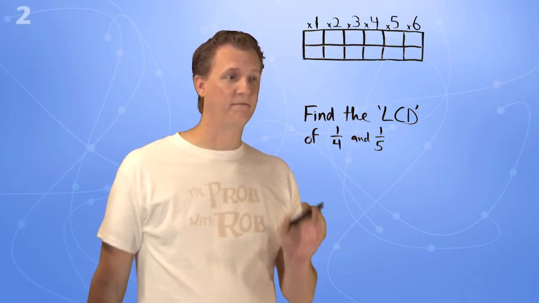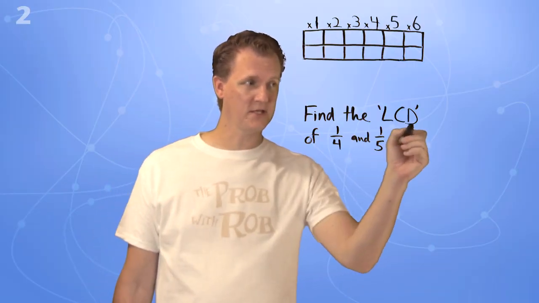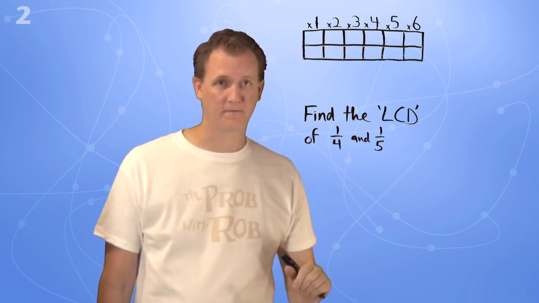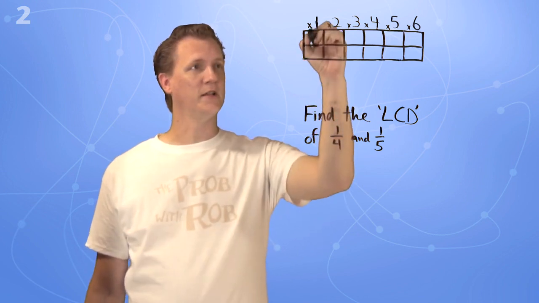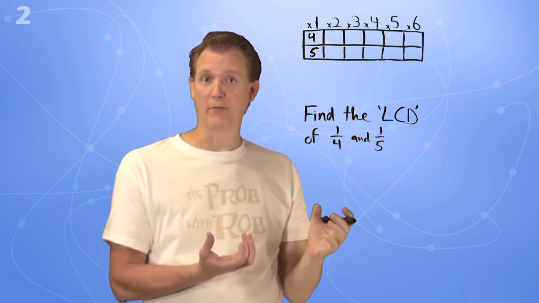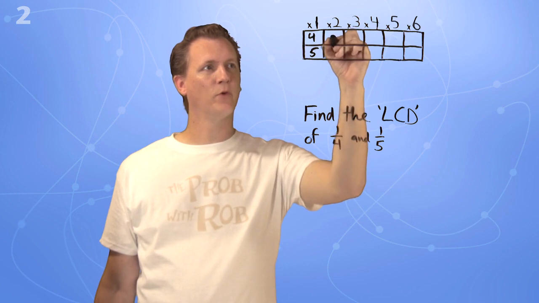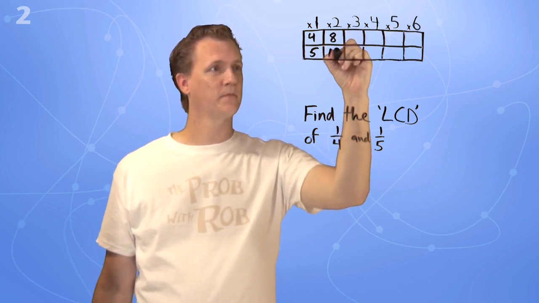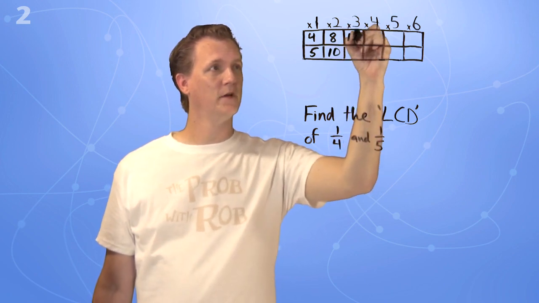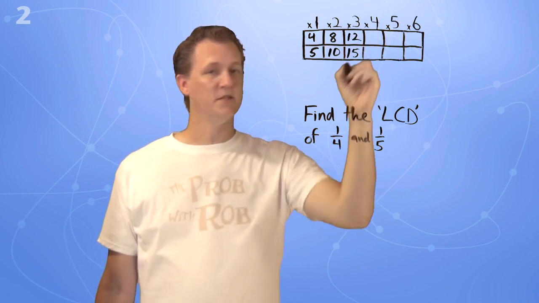For this problem, we have to find the least common denominator, LCD for least common denominator, of 1/4 and 1/5. Now to do that, we need to find the least common multiple of the denominators, in this case 4 and 5. So we put those in our chart in the times 1 column, 4 and 5, and then we find the multiples along here till we find ones that are in common. So times 2, 2 times 4 is 8, 2 times 5 is 10, nothing in common yet. So we move on to 3. 3 times 4 is 12, 3 times 5 is 15, still nothing in common.